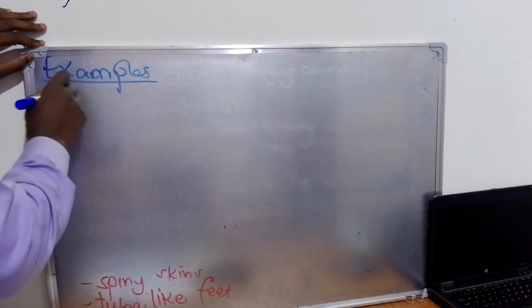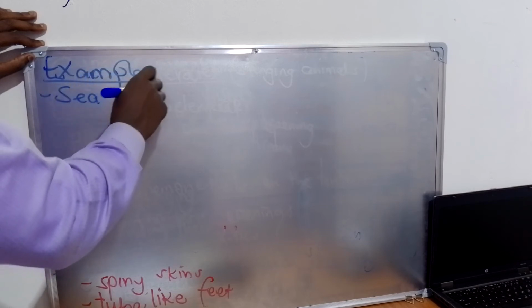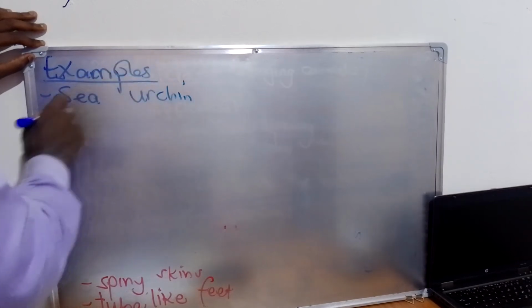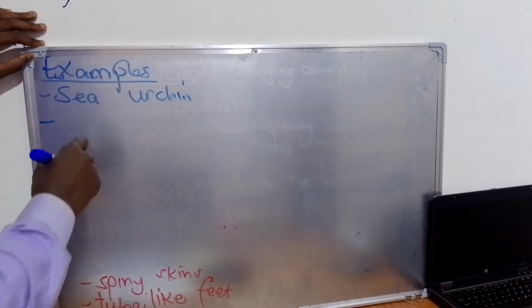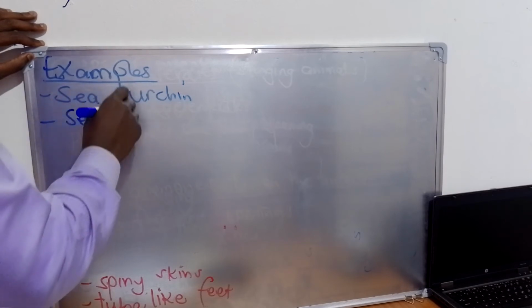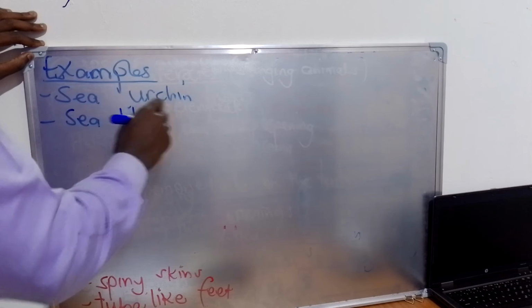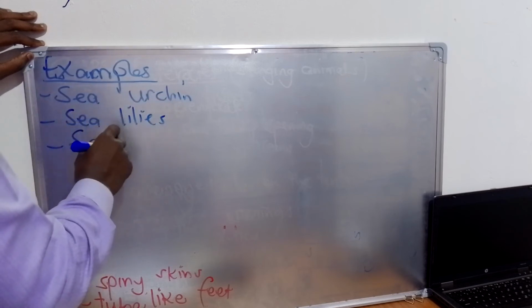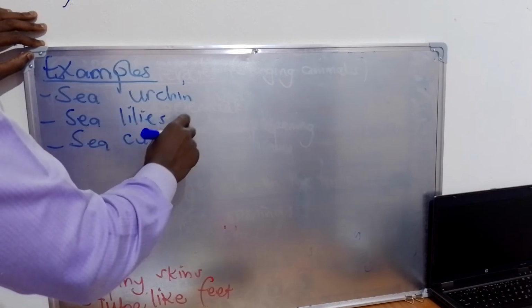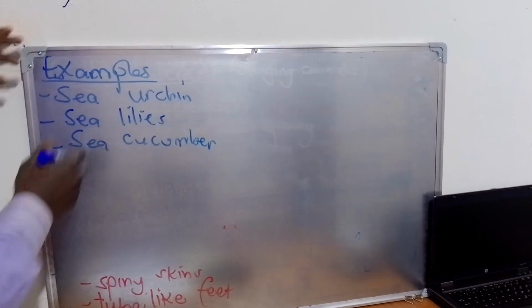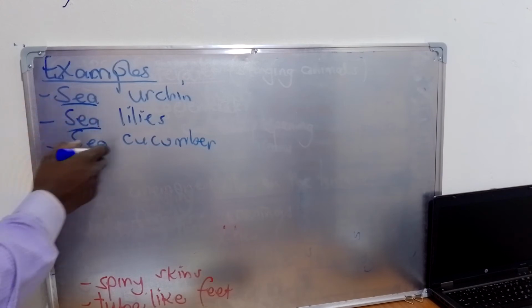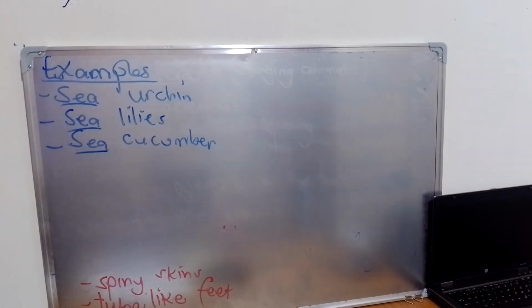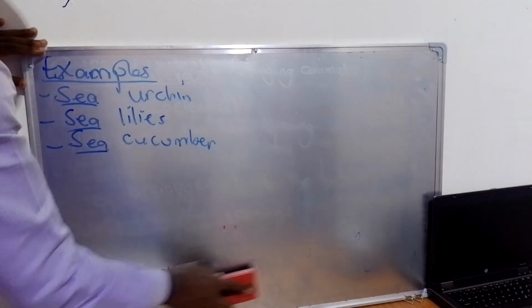Let's have examples of echinoderms. Examples include sea urchin, the sea lilies, and the sea cucumber. This indicates that the echinoderms all live in the seas. You don't have to meet them anywhere else.